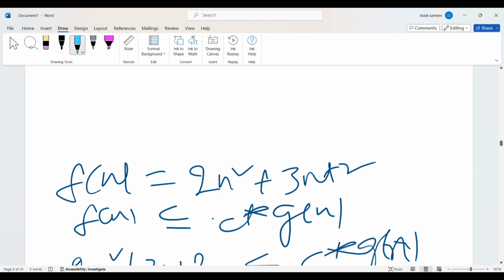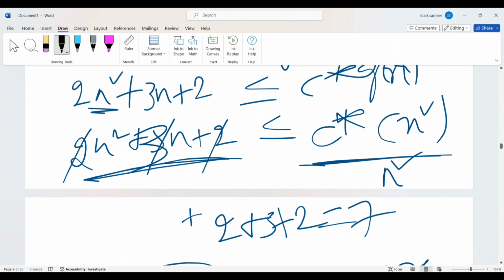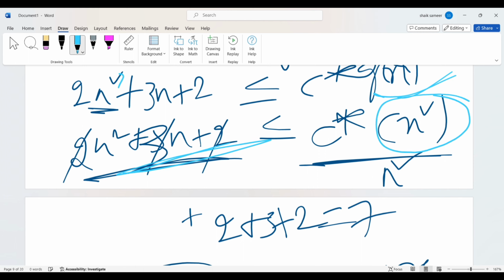If you substitute the value of f of n here, substitute g of n equal to n square, because you have to substitute the highest degree term, that is n square, because it is a quadratic function. In the linear case you have to substitute g of n equal to n. In constant you have to substitute g of n equal to 1. If the question is given as cubic, you have to substitute g of n equal to n cube, like that.